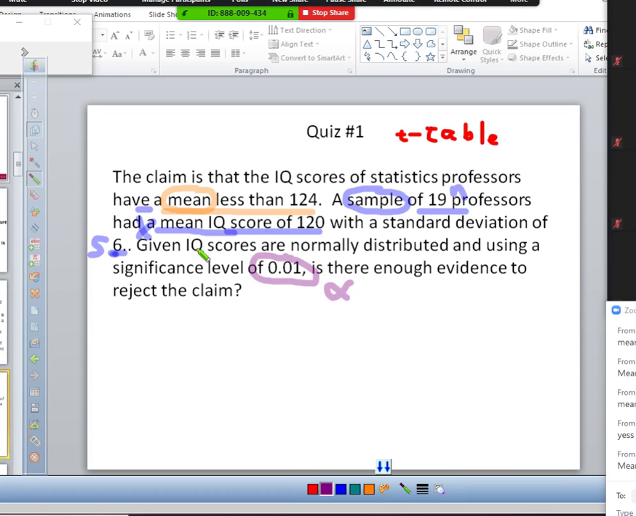Make sure you guys get used to finding all these pieces in here, because it's a lot of numbers, and some numbers matter and some numbers don't, and you need to figure out which ones are which. So since this is my claim, then 124 is my mu. That's the mu that I'm comparing to. This is mu naught, 124.